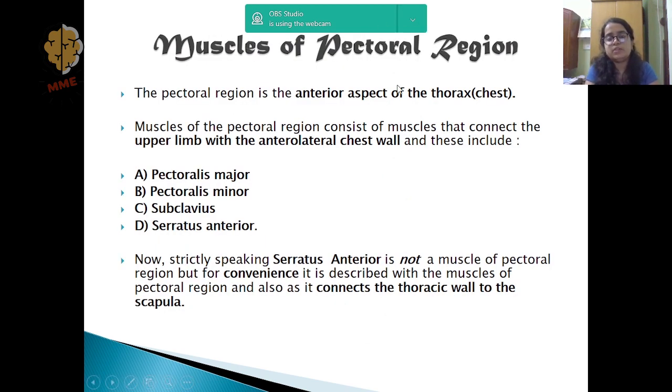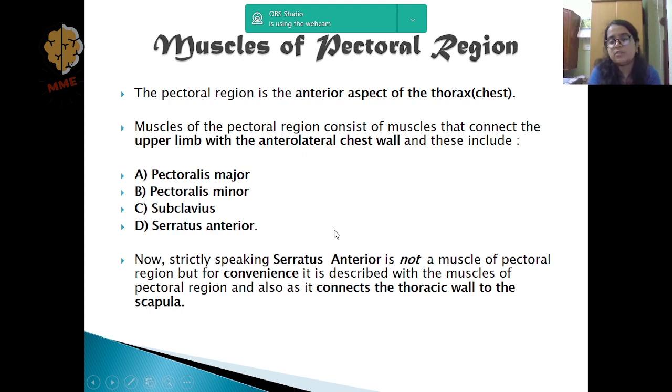Now, muscles of the pectoral region. So now we come to the main topic. The pectoral region is chiefly the anterior aspect of the thorax or the chest. Muscles of the pectoral region consist of muscles that connect the upper limb with the anterolateral chest wall. So what are the pectoral region muscles? There are four in number: Pectoralis Major, Pectoralis Minor, Subclavius, and Serratus Anterior.